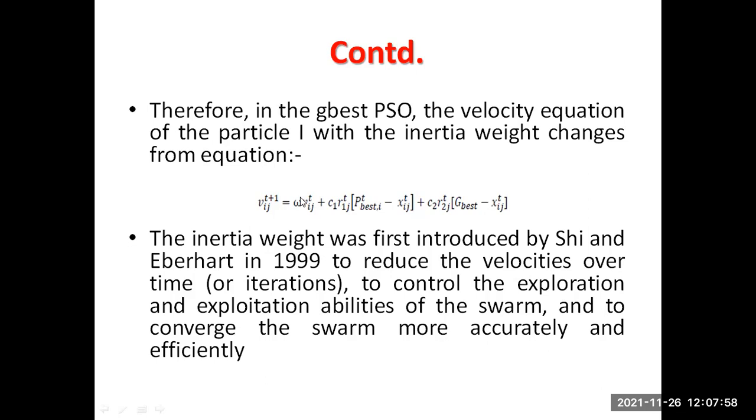So the new contribution in this inertia weight step is basically the W, the additional term incorporated. The inertia weight was first introduced by Shi and Eberhart in 1999. They are the pioneers of this PSO algorithm, and they have modified and improved it at much higher levels. It is used to reduce the velocities over time or iterations, to control the exploration and exploitation abilities of the swarm, and to converge the swarm more accurately and efficiently.